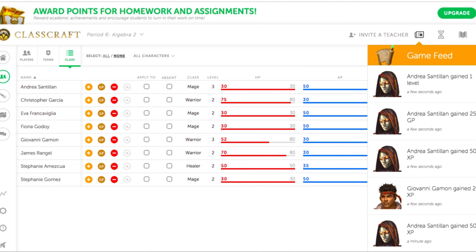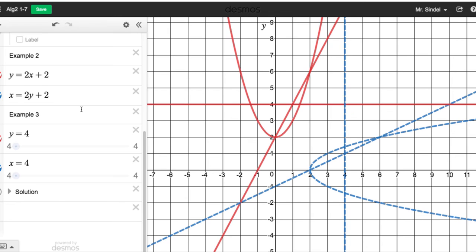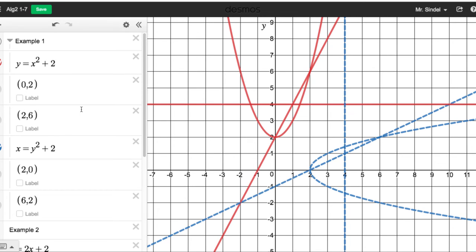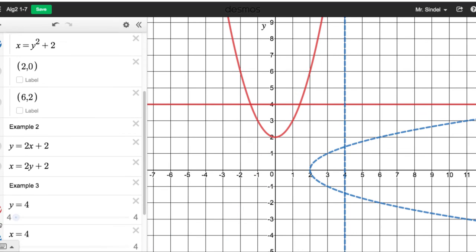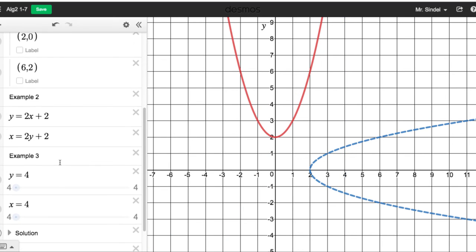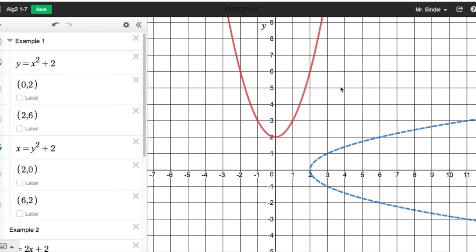Let me explain that a little bit more thoroughly. Yes, the X and the Y switch places. Take a look at this. I'm going to ungraph all of these things and just look at one example. This was the inverse, so the red was the normal function, blue was the inverse. Look at these 2 points on my graph: 0, 2, and 2, 6.